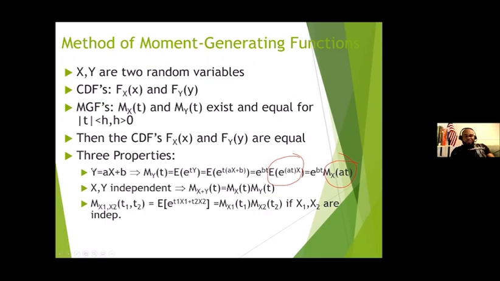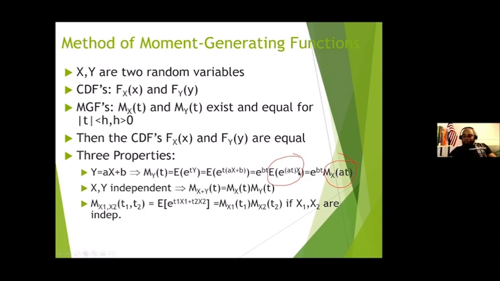So if Y is a linear function of X, and you are seeking the moment generating function of Y, it's going to be the moment generating function of X at the point a, multiplied by exponential raised to the power bt. You're going to see that b here is a constant, and the a here is acting like a slope. Take a look at that.